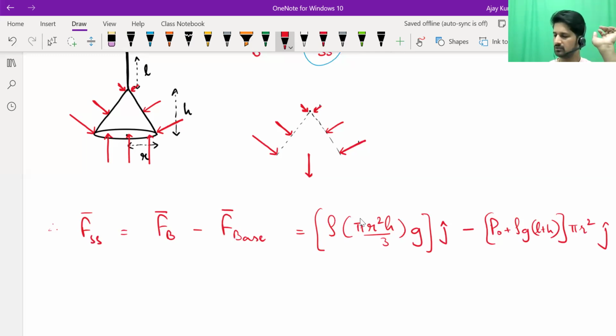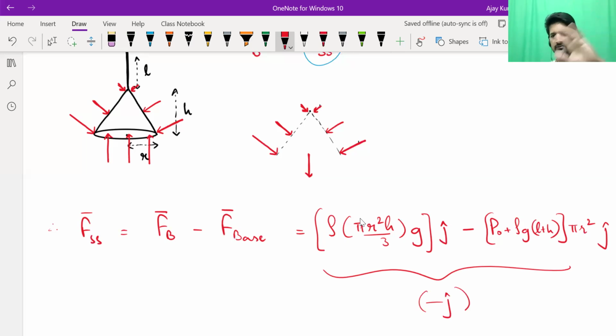Automatically, this will come out negative. This will be in the minus j cap direction. So that makes the force acting on the slant surface point in the downward direction.